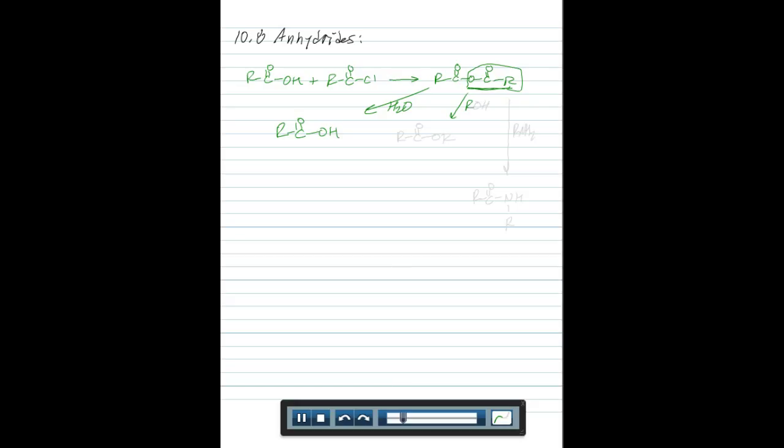You can add an alcohol. Again, put it on pause, see if you can predict what it is. Pretty straightforward. These reactions are all similar. It's just your leaving group changes. And if you add an amine, RNH2, you will form the amide. And that's basically anhydrides. Next are esters.